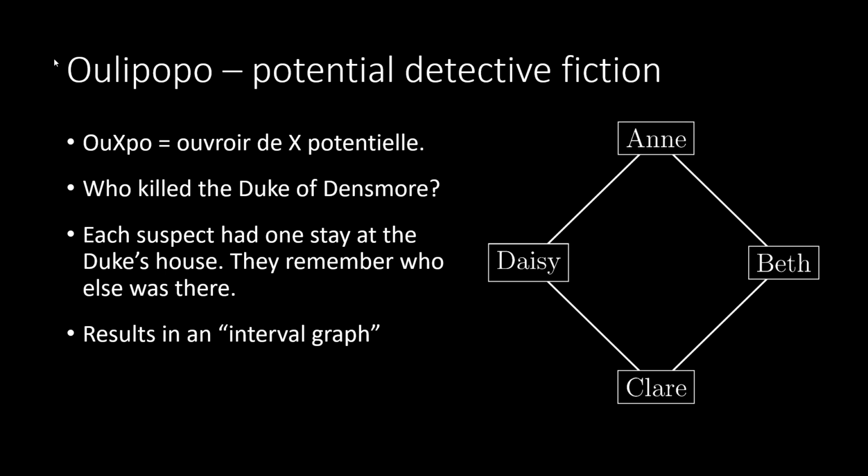This results in what we call an interval graph. An interval graph is where you have a collection of intervals, maybe on the real line, or intervals of time. And what you do is you see if any of them overlap. And if they do overlap, then they're linked. So you can turn this into a graph where the vertices are the intervals of time, and then you join any pair of vertices with an edge if those intervals overlap.